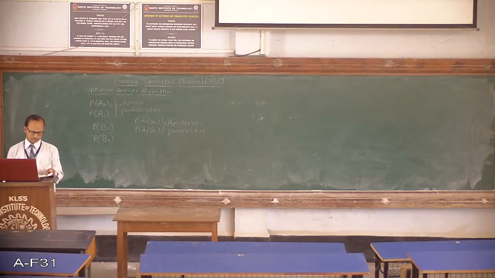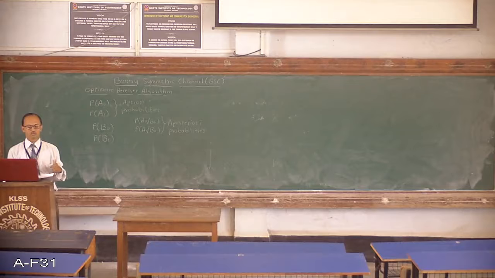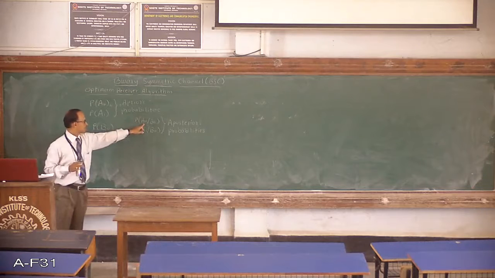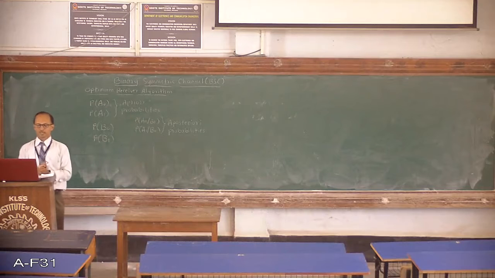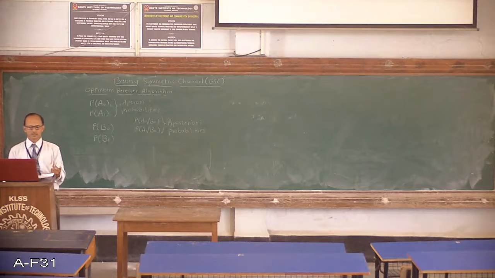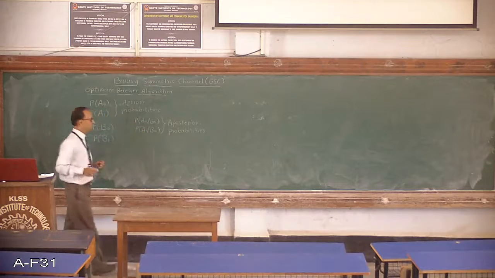So, from these conditional probabilities, it is clear that if B0 is received, that means 0 has been received and B0 is the event, then we have to choose A0 as the transmitted symbol if probability of A0 / B0 is greater than probability of A1 / B0. Otherwise, choose A1, if this probability of A0 / B0 is less than probability of A1 / B0.